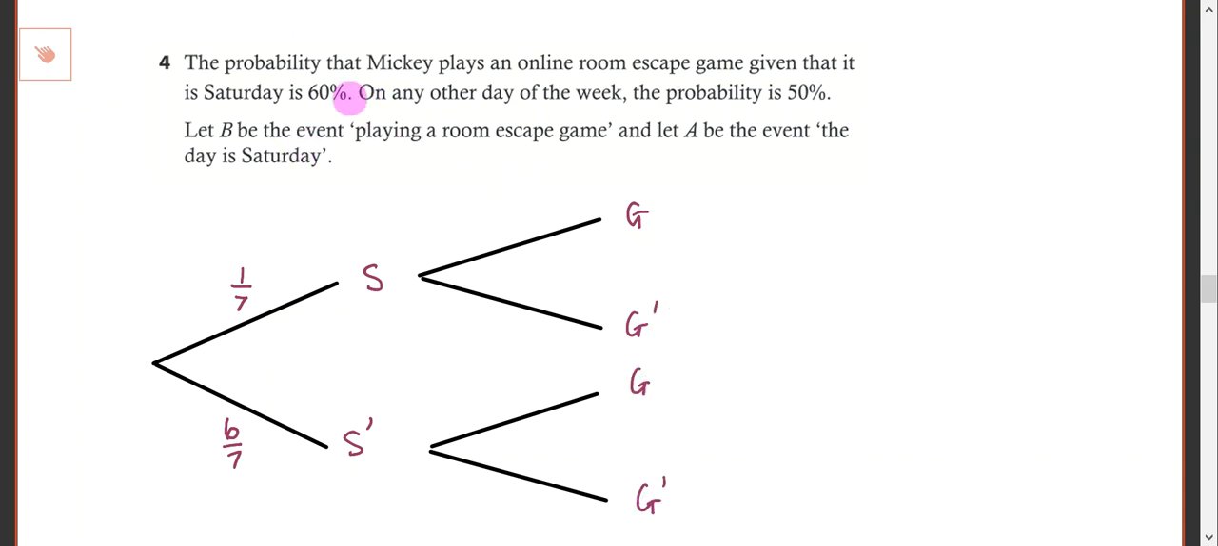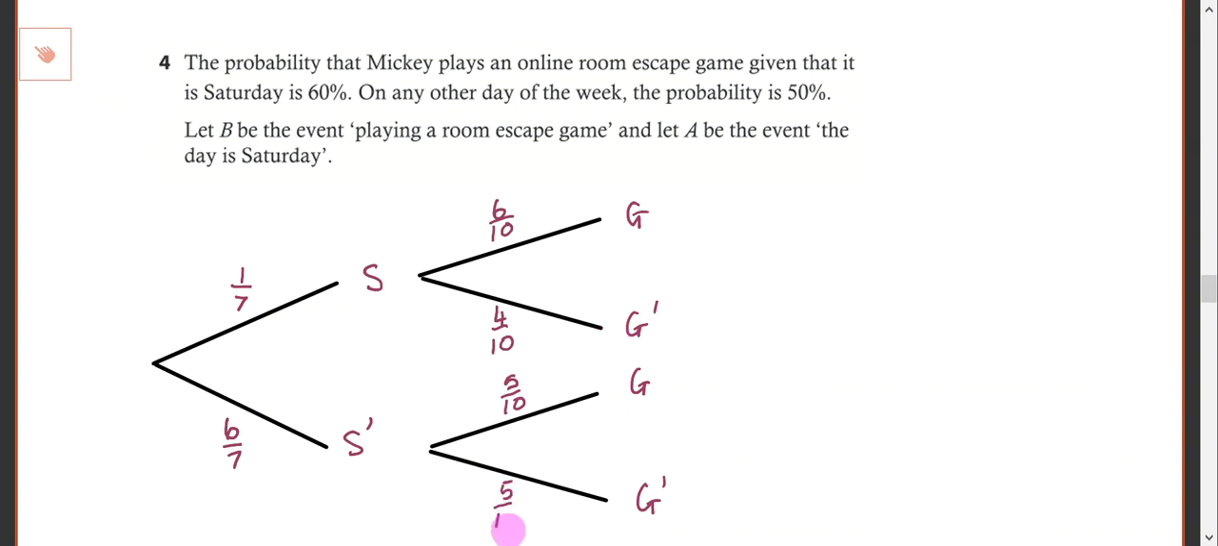Okay. So it says the probability that Mickey plays an online room escape game, given that it's Saturday, is 60%. So game, knowing that it's Saturday, is 60%. But I've put 1/7, so I'm going to change it to 6 from 10. Okay. So what's the probability of him not playing the game? 4 from 10. The probability on any other day of the week is 50%. So I'm going to write 5 from 10. If you like, it could have been a half, but 50%, 5 from 10.